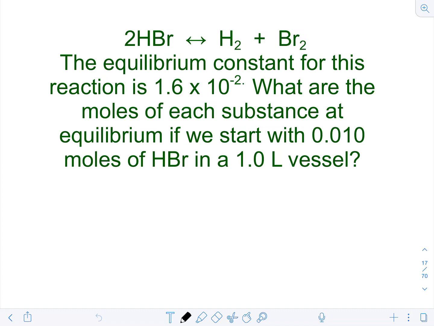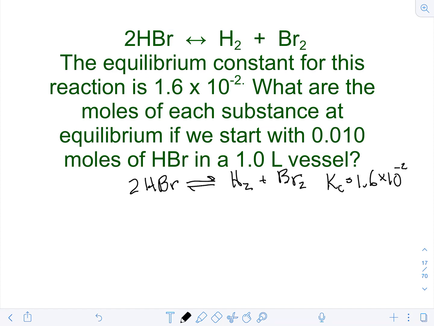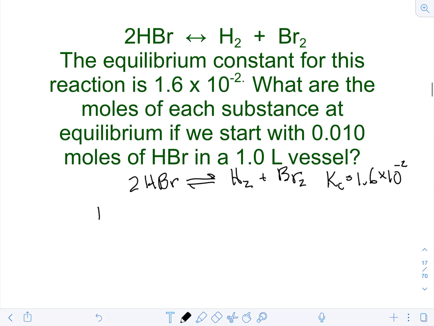So I got a request to show you guys more ice tables. That way you figure out how to solve these things. So I'm going to use this problem here. And notice that I've got one reactant and I have two products. Now, they say that for this reaction, the equilibrium constant is 1.6 times 10 to the negative second. Okay, and then they want to know what is the moles of each substance at equilibrium.